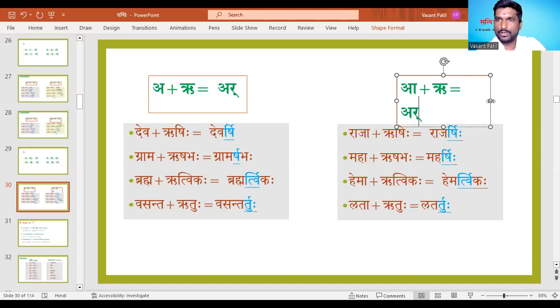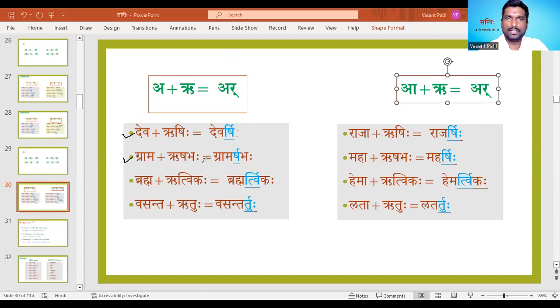Okay. Next, Deva plus Rushi, Devarshihi. Grama plus Rushabha, Gramarshabha. Because a in Grama and ru in Rushabha, they both will be substituted by ar. A plus ru will become ar.